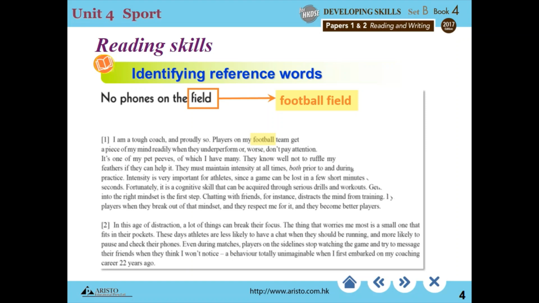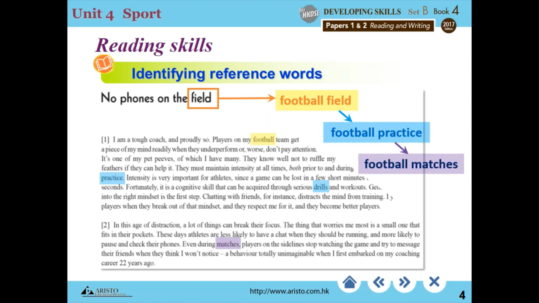But is this the only thing that is being referenced? If we look further down the paragraph, we see practice and drills being mentioned. So we can tell that the field also refers to the time and space where a football practice takes place. If we look beyond paragraph 1, we can see that matches are also mentioned. So the word field also refers to the time and space where football matches take place.